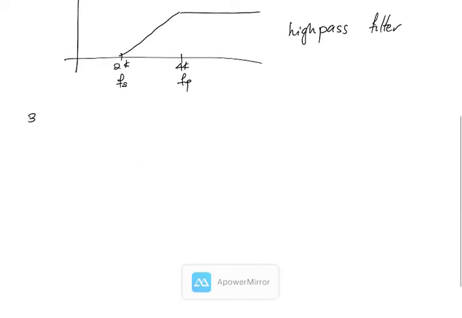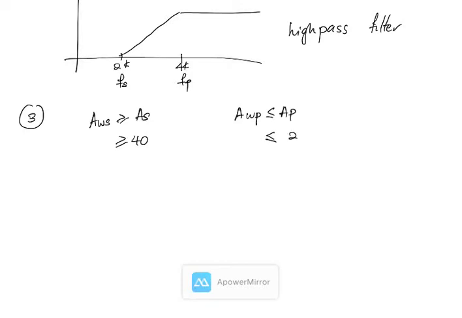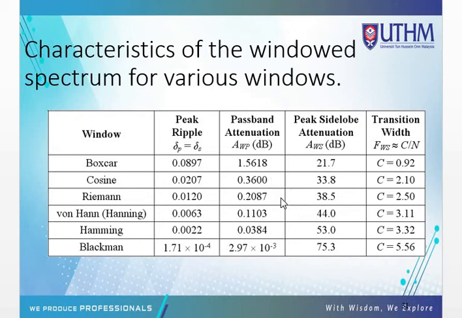Next step, we want to select a window. AWS should be more than or equal to AS, which is more than 40. And AWP should be less than AP, which is less than 2. So let's go to the table. From the table here, AWS should be more than or equal to 40.